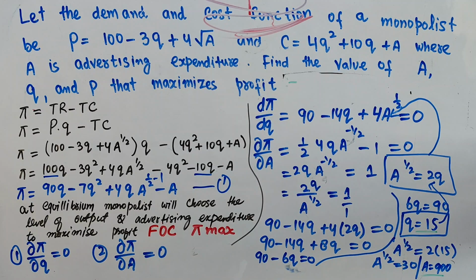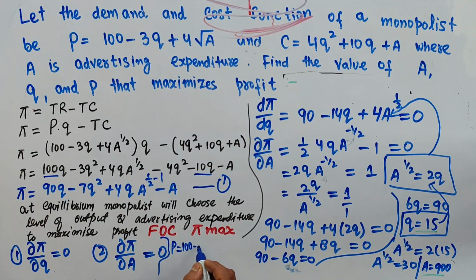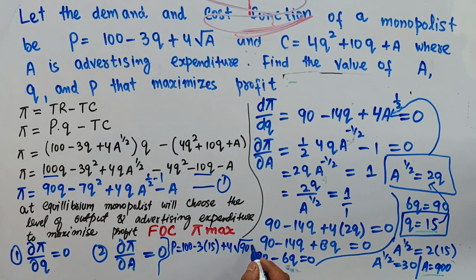So we got the level of advertising expenditure and our level of output. Now we need to find out the price. For that, let me see. So let's write it here. So P will be equal to 100 minus 3, the value of optimal output is 15, then we have plus 4 under root a, in place of a we have 900.